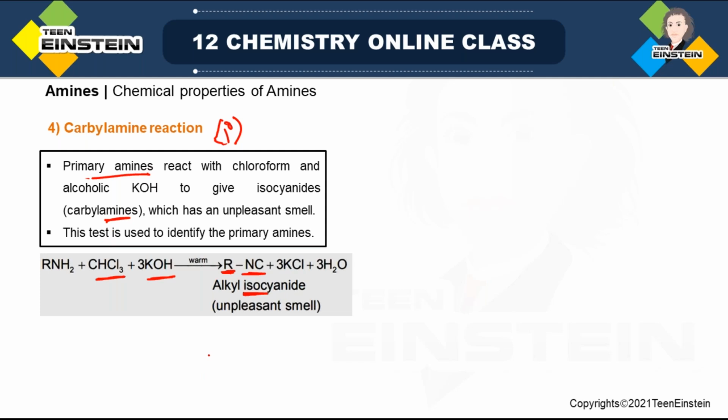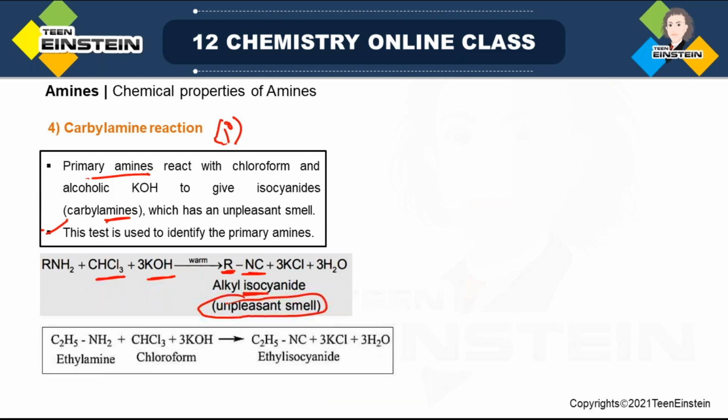Now, why can this test be used for identification of primary amine, which is mentioned in the second point? Because there is a specific unpleasant smell, and because of this specific unpleasant smell, it proves that 1 degree amine is present. Because this type of compound, which is responsible for the unpleasant odor, you can get only from primary, not secondary or tertiary amines. So this can be used for identification of 1 degree amine. This is the general equation, but if you take an actual 1 degree amine like ethylamine, what will you get? You will get RNC, so here the R group is ethyl isocyanide, and these are the byproducts.